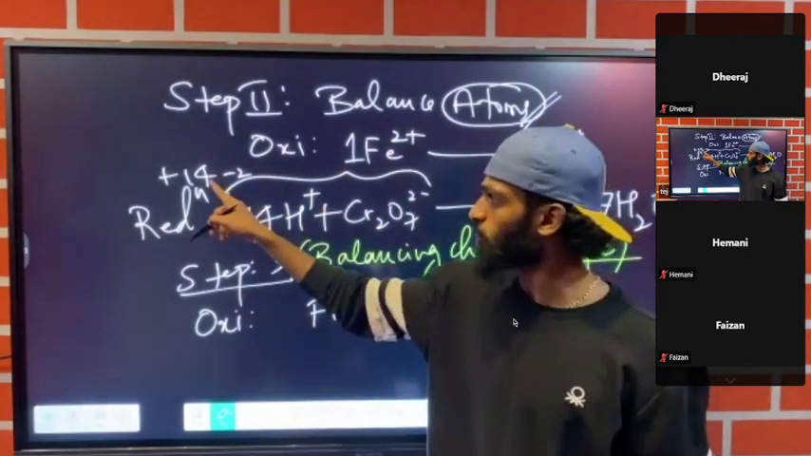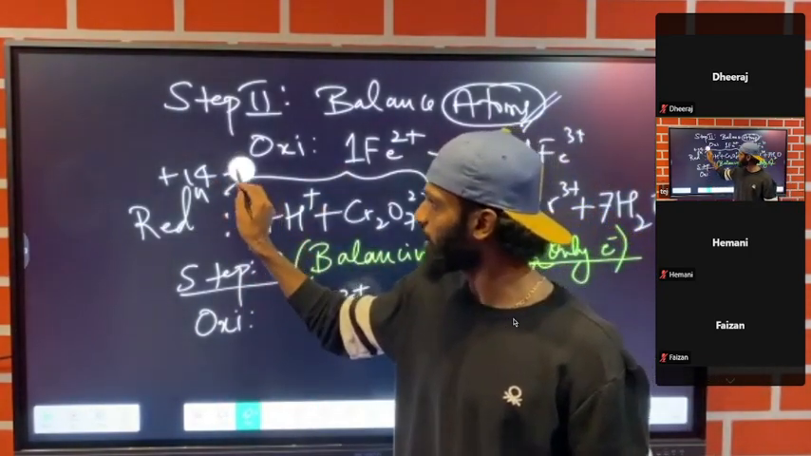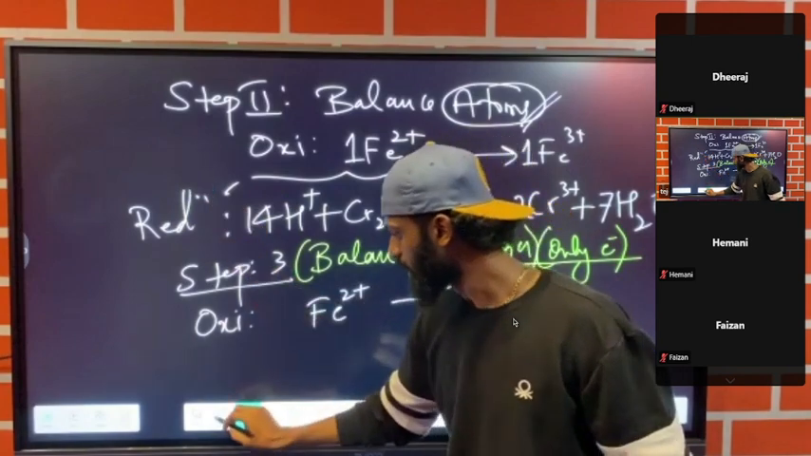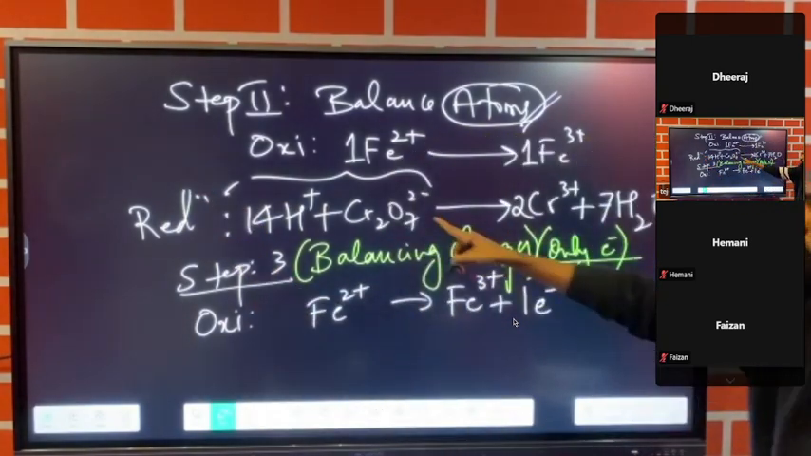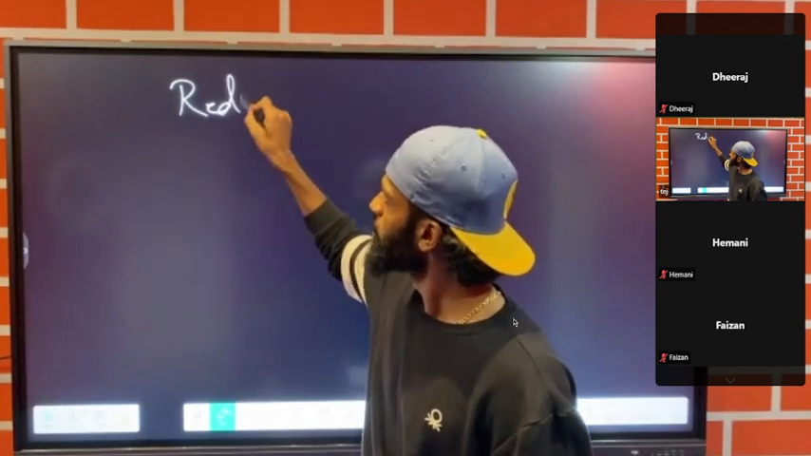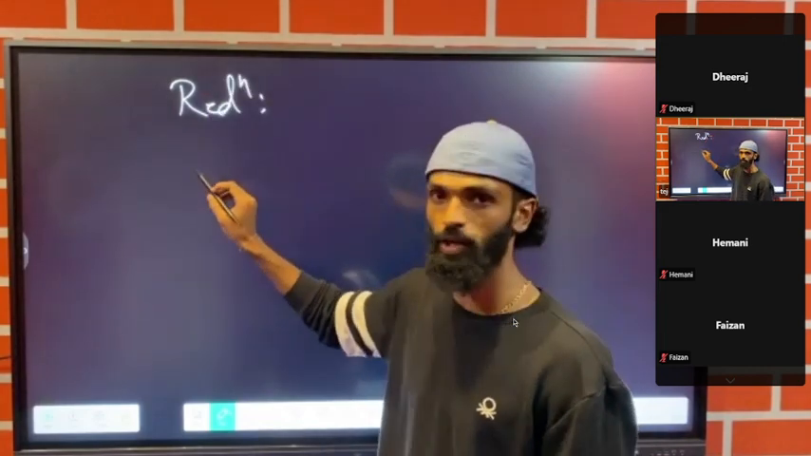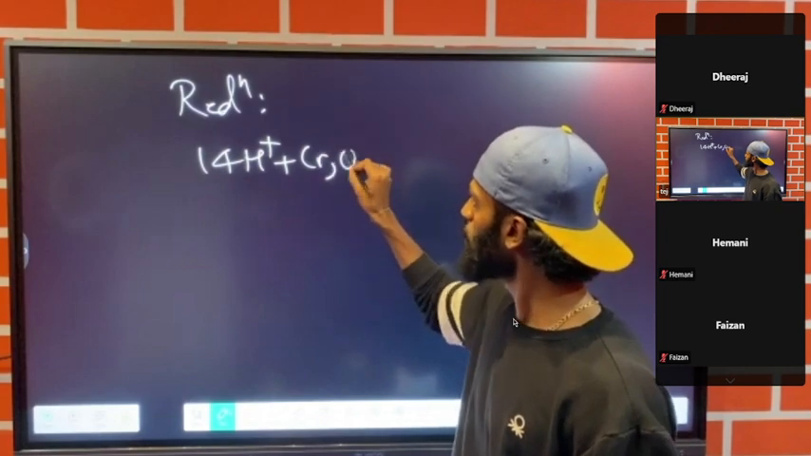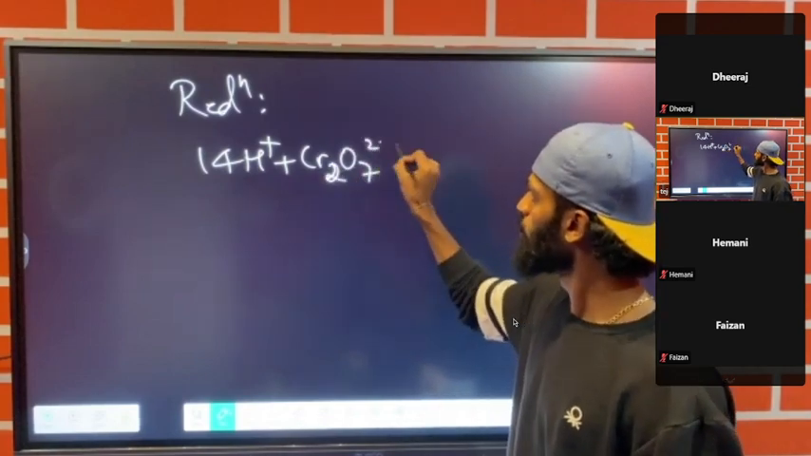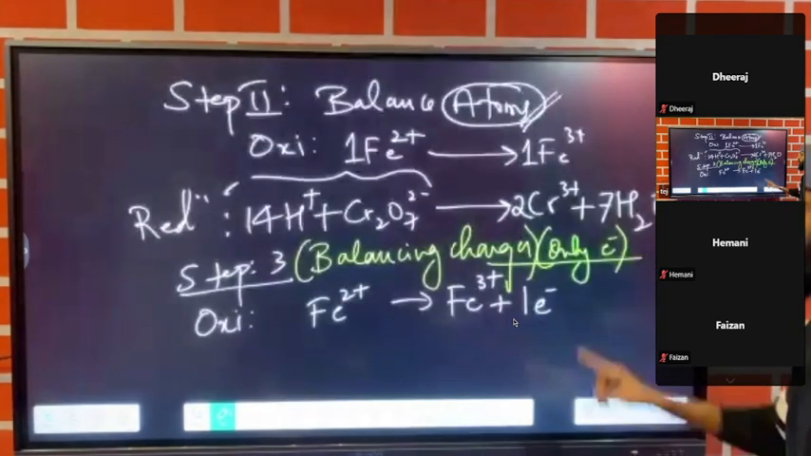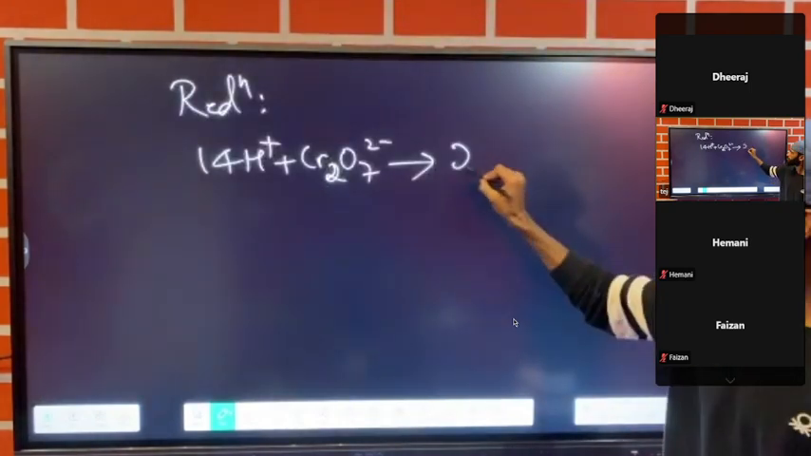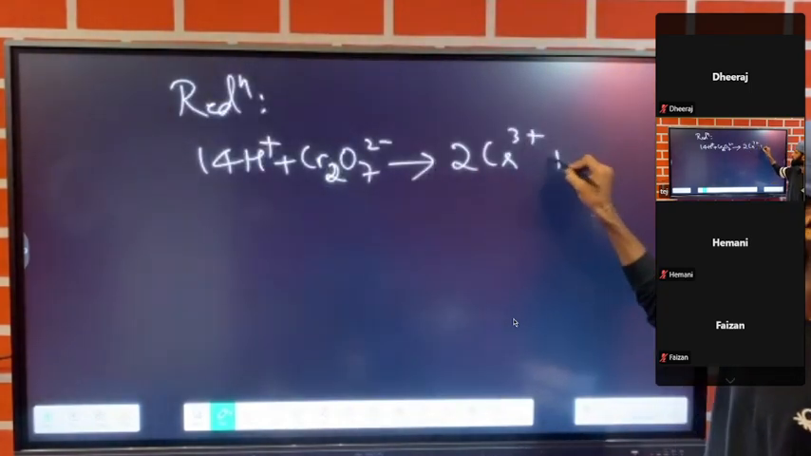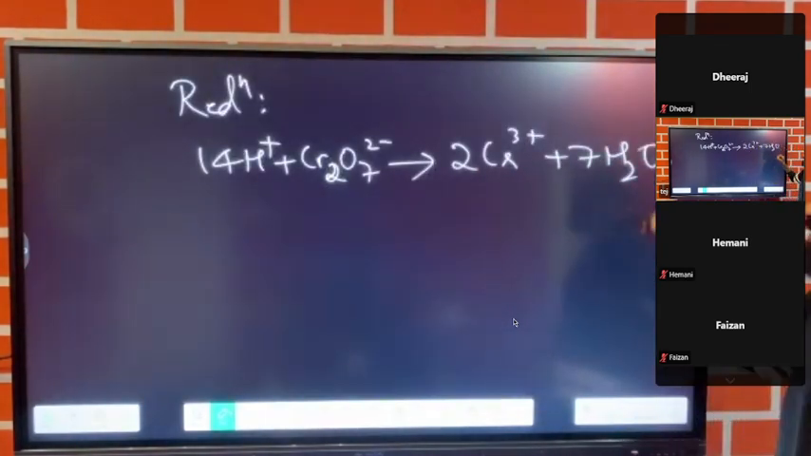How? Math. Plus 12, plus 14, and minus 2. I think I'll rewrite that way the next time. It'll be useful for you. I'll just copy this. 1 minute. Reduction half. I'm trying to balance charges. Who is the helper? Electrons. So 14 H plus, Cr2O7 2 minus gives you 2 Cr3 plus, 7 H2O. This was there.